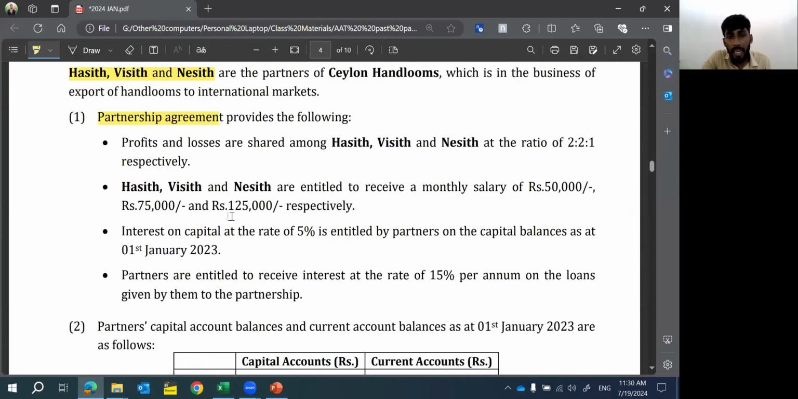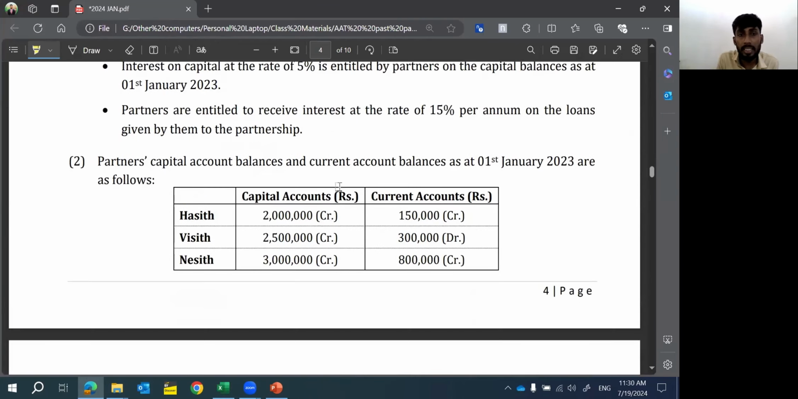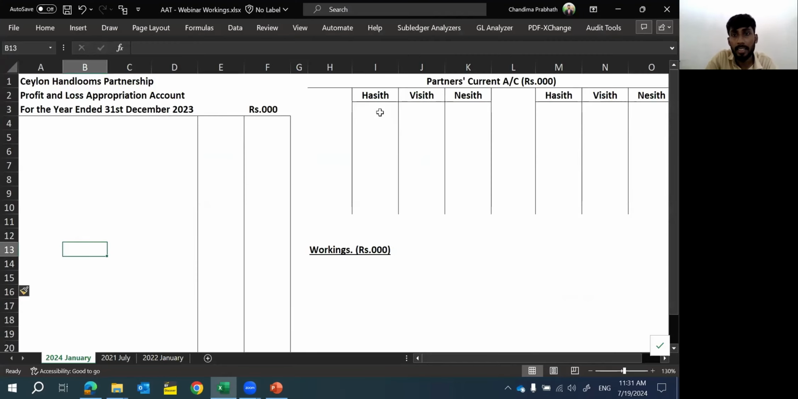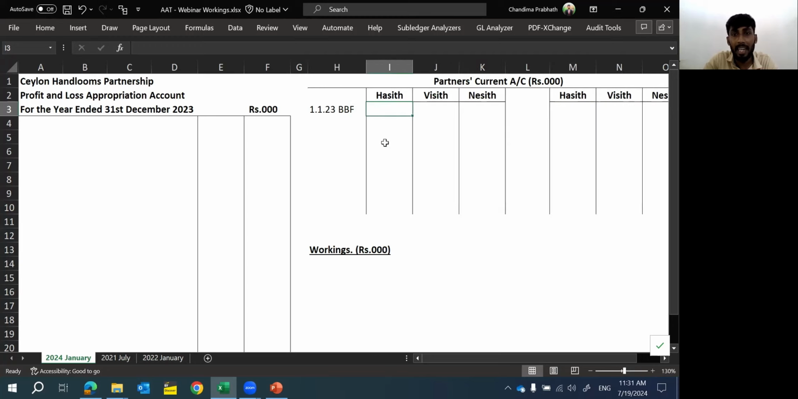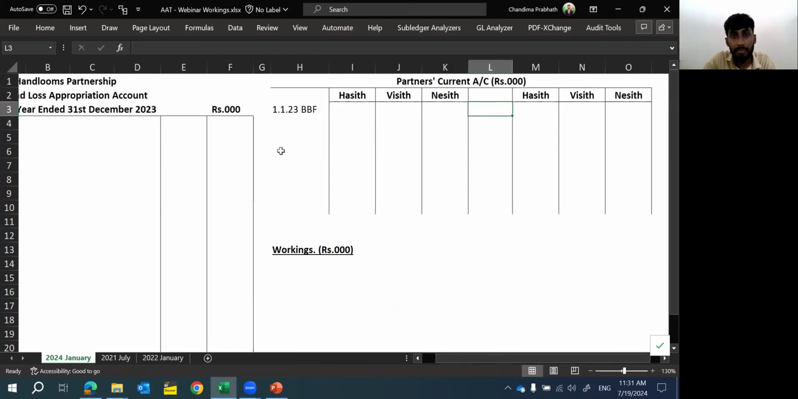When it comes to the question, the easiest thing we can do first is record the capital account balances and the current account balances at 1st January 2023. Let's record that. Here I would write 1st January 2023 balance brought forward, BBF. Not the best friends, it's balance brought forward. So this is the current account. Actually, we are not preparing the capital account, so no need to write the capital account balances. We have to write only the current account balances.